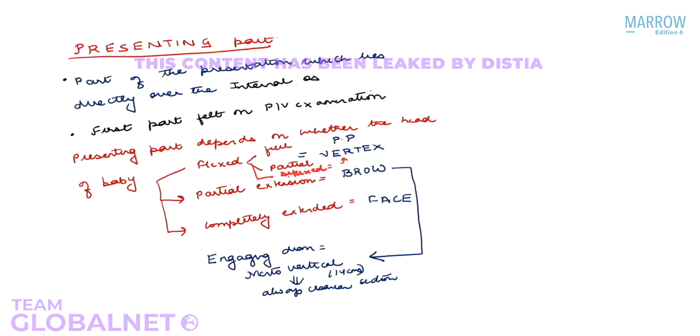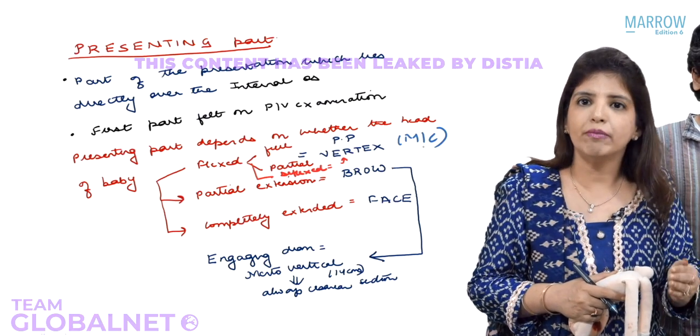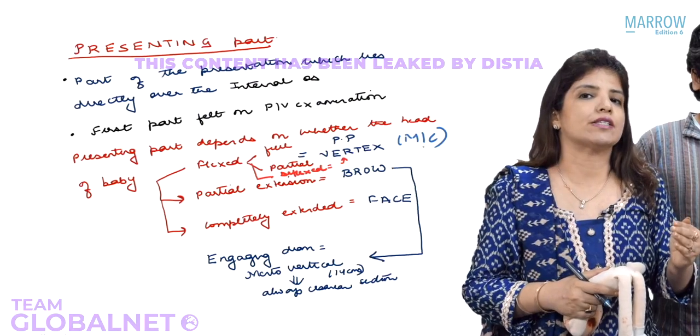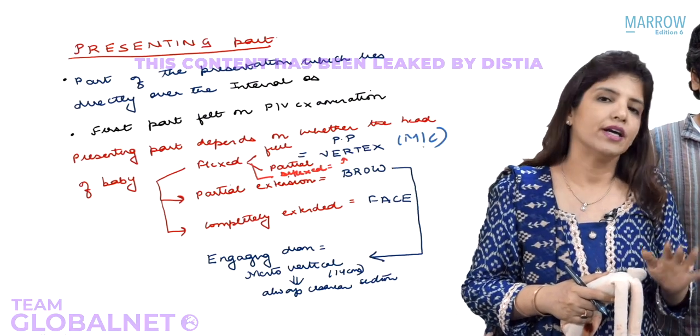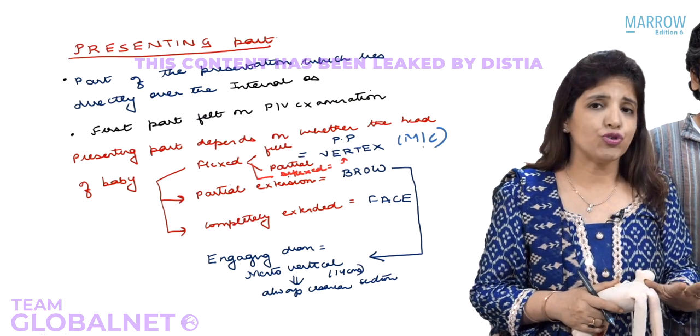So, if I ask you what is the most common presenting part? The most common presenting part is vertex. Why? Because normally the parts of the fetus are flexed, right? Is that clear to all of you? Is any confusion still here?